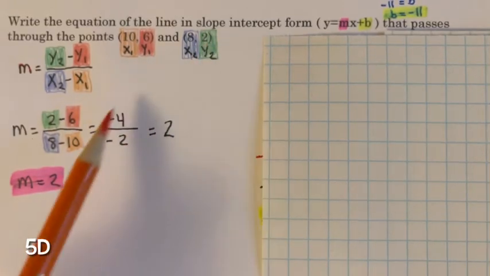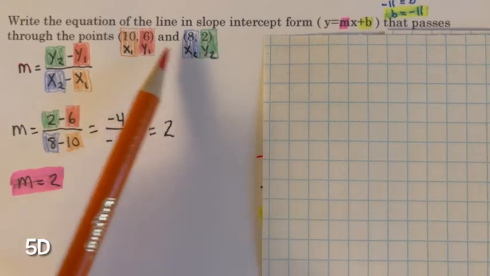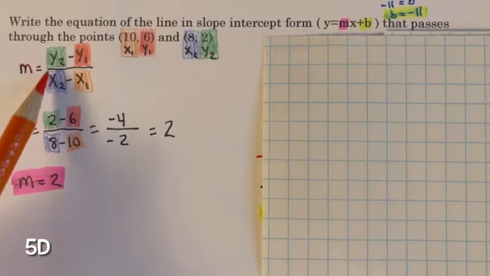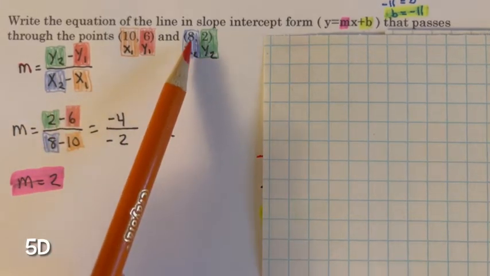So I have 2 minus 6, y2 minus y1, divided by x2 minus x1. So x2, 8.